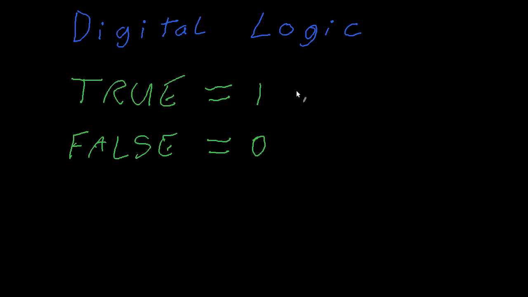Okay, so now, circuit-wise, we associate 1 with has voltage. And we associate 0 with no volts.